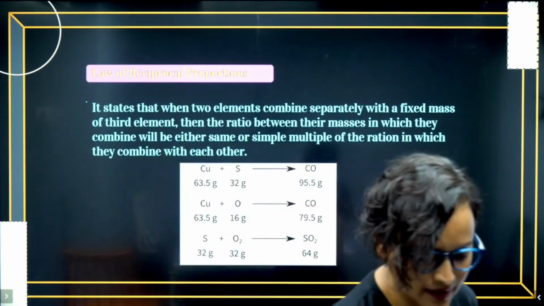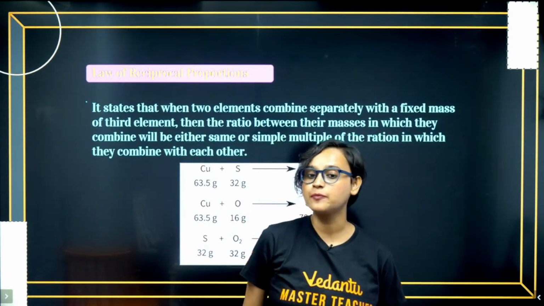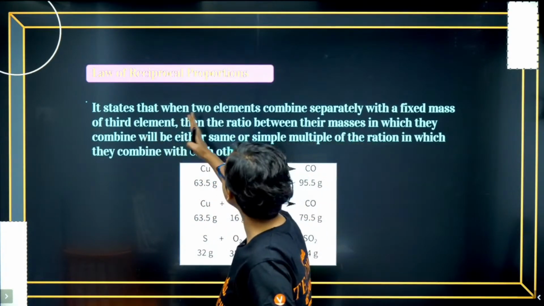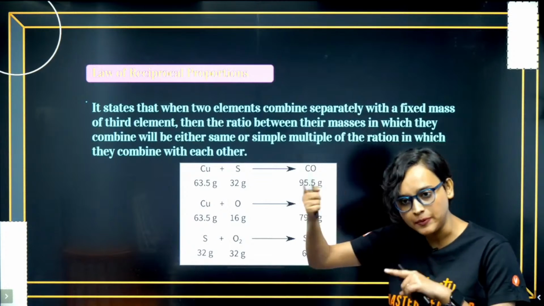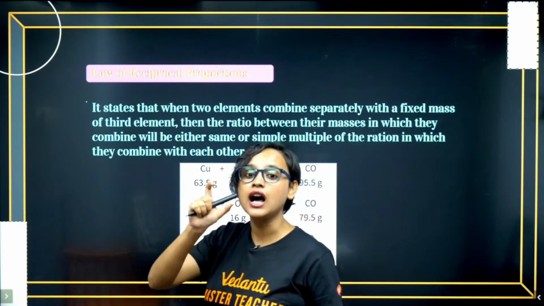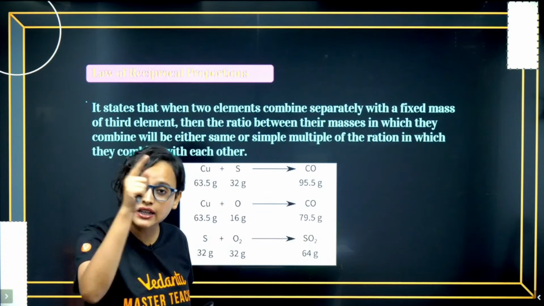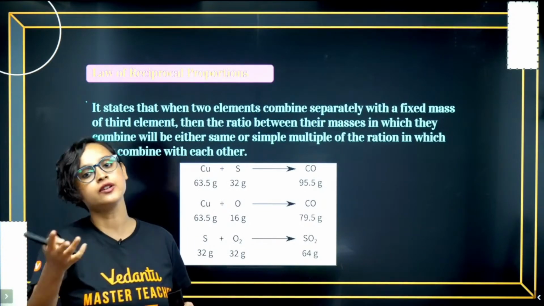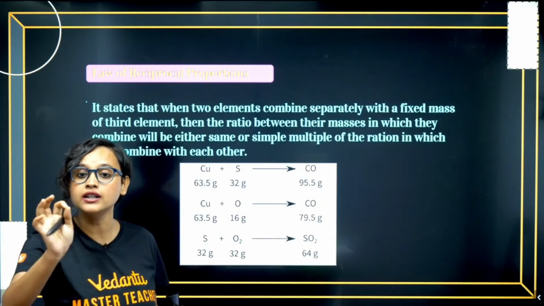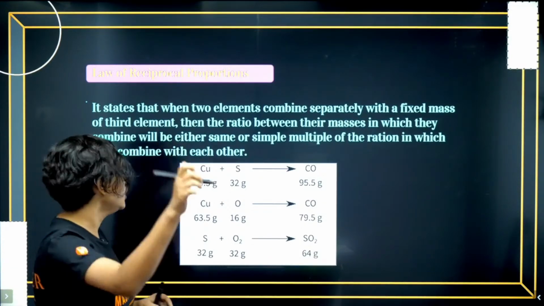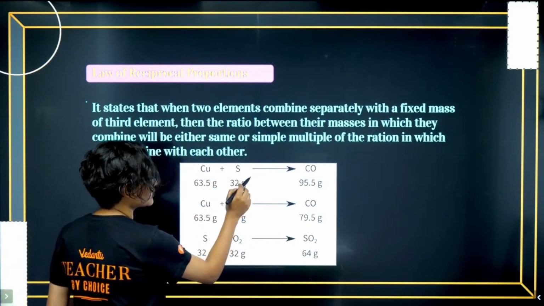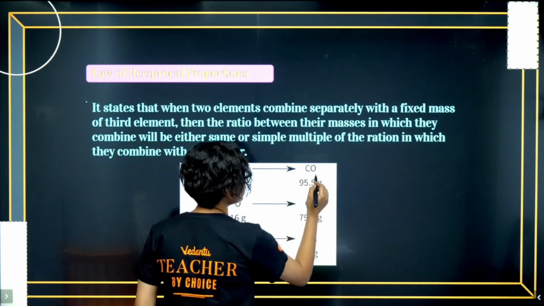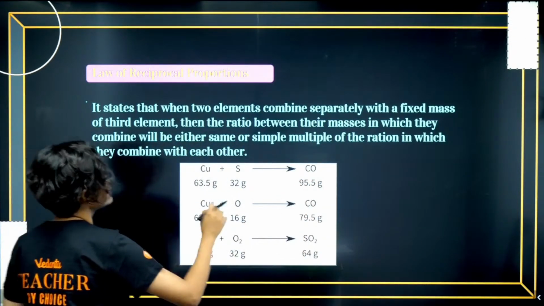Alright. So, law of reciprocal proportions. What this says is that when two elements combine separately with a fixed mass of a third element, then the ratio between their masses in which they combine will either be the same or a simple multiple of the ratio. Look at it here. Copper plus sulfur. Mistake. This is supposed to be CS.